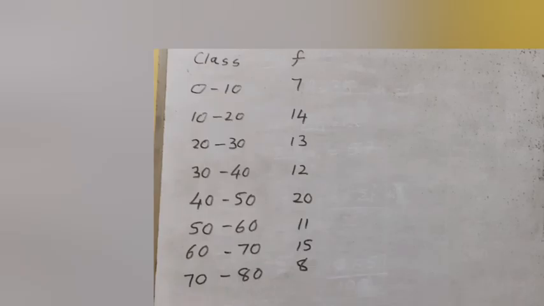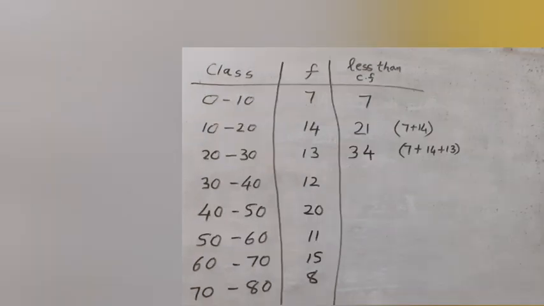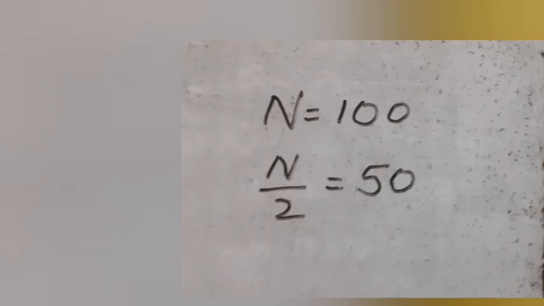For finding the median, we require continuous classes. Here continuous classes are given, so we directly go for cumulative frequency. For the first line, the cumulative frequency is 7. For the second line, we add the frequency 7 plus 14 to get 21, and then so on. So the total frequency is capital N equal to 100.